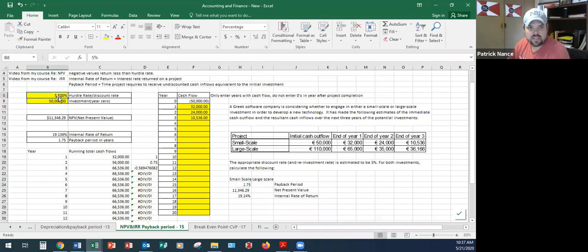All right, so now large scale. The hurdle rate didn't change. We have the same hurdle rate. We do have a different initial investment as well as a different amount of cash flows. So year 1, we have 65,000, just taking this straight from over here. Year 2, we have 35,000, and year 3, we have 36,166.